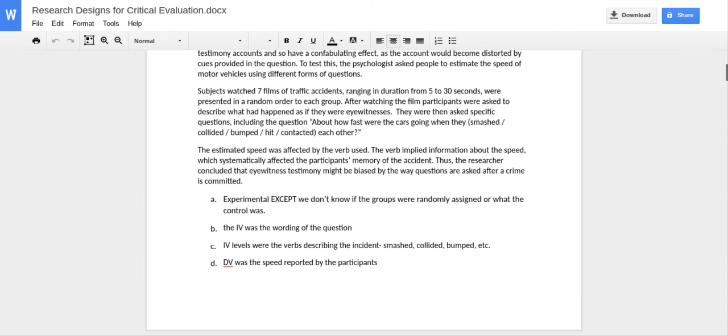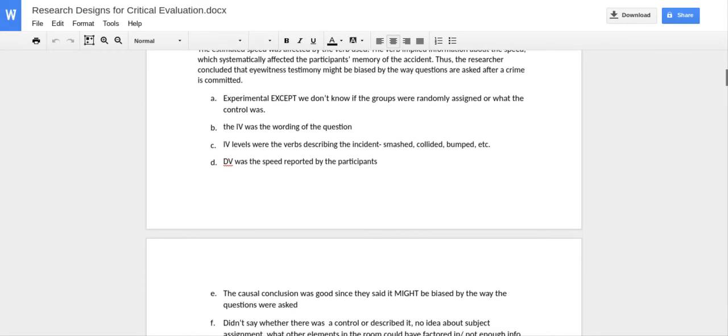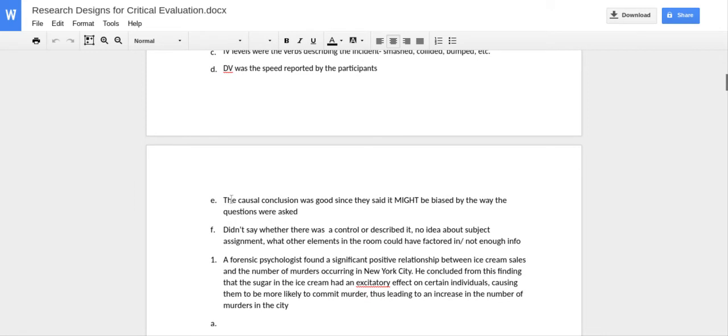So one of the things we already pointed out in the beginning is we don't know if the groups were randomly assigned. We don't know what the control was, so you could say that for F. What other problems might we have seen in here? It didn't say whether there was a control. They didn't describe a control. We also don't know how the subjects were assigned.